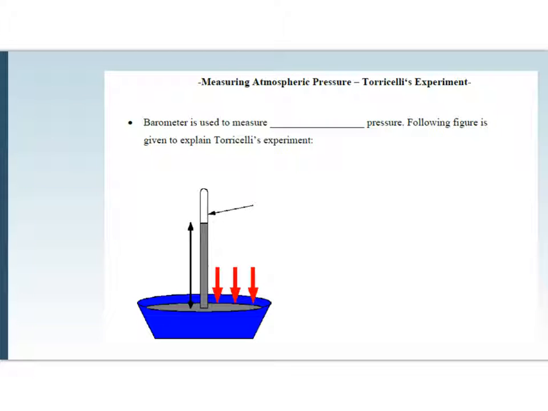So let's start to learn how to measure pressure. Now, there are two types of pressure that you can measure in our lecture. The first one is the atmospheric pressure, and the second one is the pressure of a gas in a closed container. Now, the important word here is barometer. Barometer is used to measure atmospheric pressure.